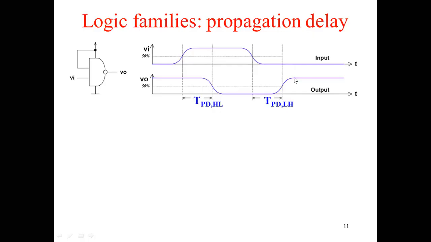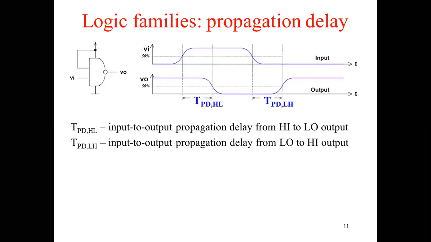Another term is rise time and fall time. Whenever the output goes from 10% of the low voltage to 90%, it is called rise time. And the time taken for the output to come from 90% to 10% is known as fall time. So we have propagation delay high to low, input to output propagation delay for high to low output, and propagation delay low to high, input to output propagation delay for low to high output.